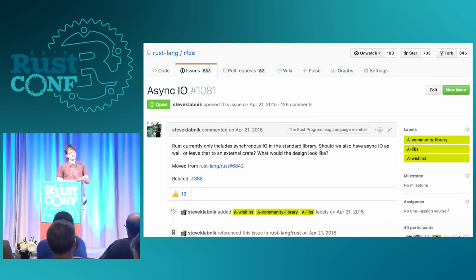Ever since 1.0, this has been a major gap. It's something that Rust is missing. It's one of those major features where it's kind of, I would use this, I would put Rust in production if it had Async IO. But the story doesn't end here.